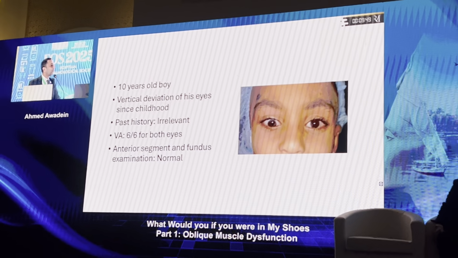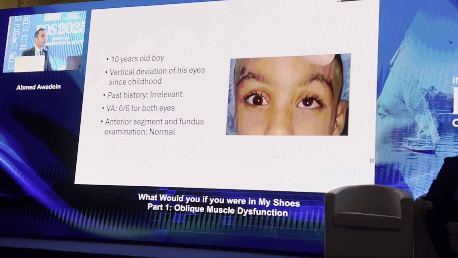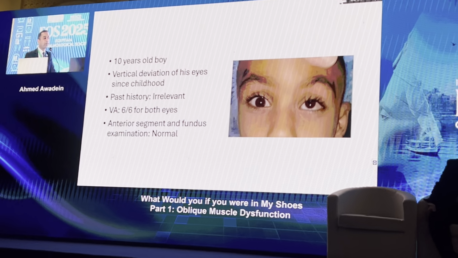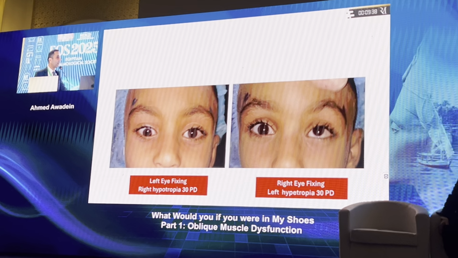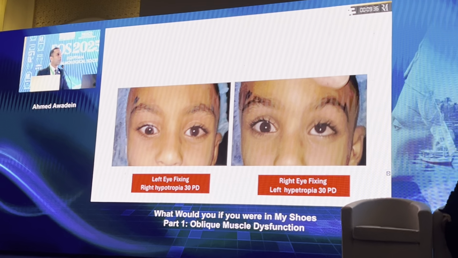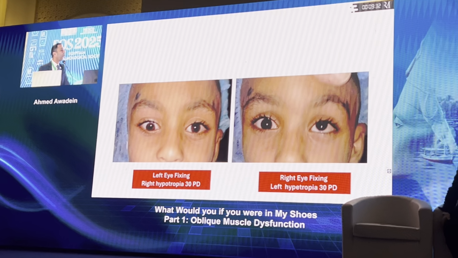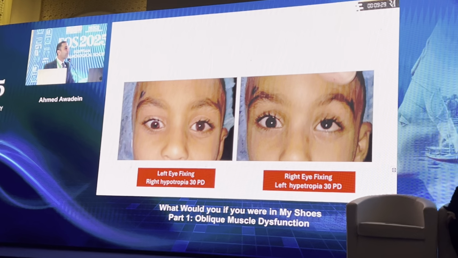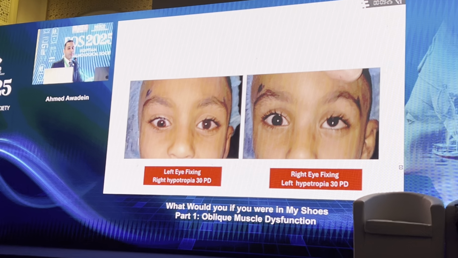So moving to another patient, this is an 8-year-old boy presenting with vertical deviation of his eyes, and you can see that the patient has alternating fixation preference. So, for example, when the left eye is fixing, he has the right hypertropia, and when the right eye is fixing, he has the left hyper, and the vertical deviation is concomitant with either eye fixing.